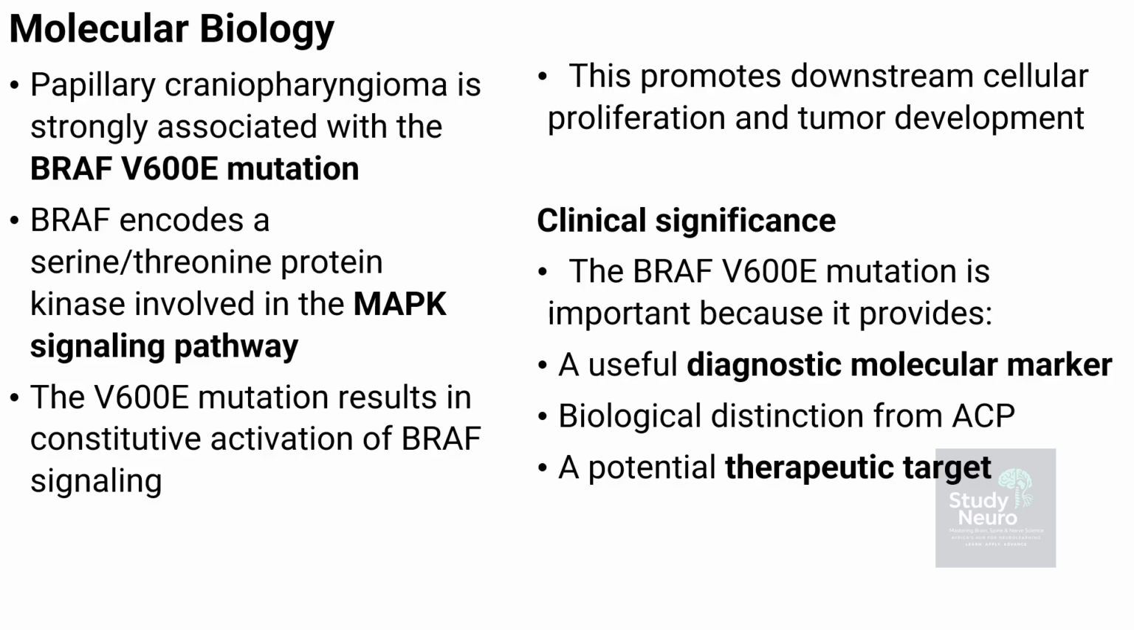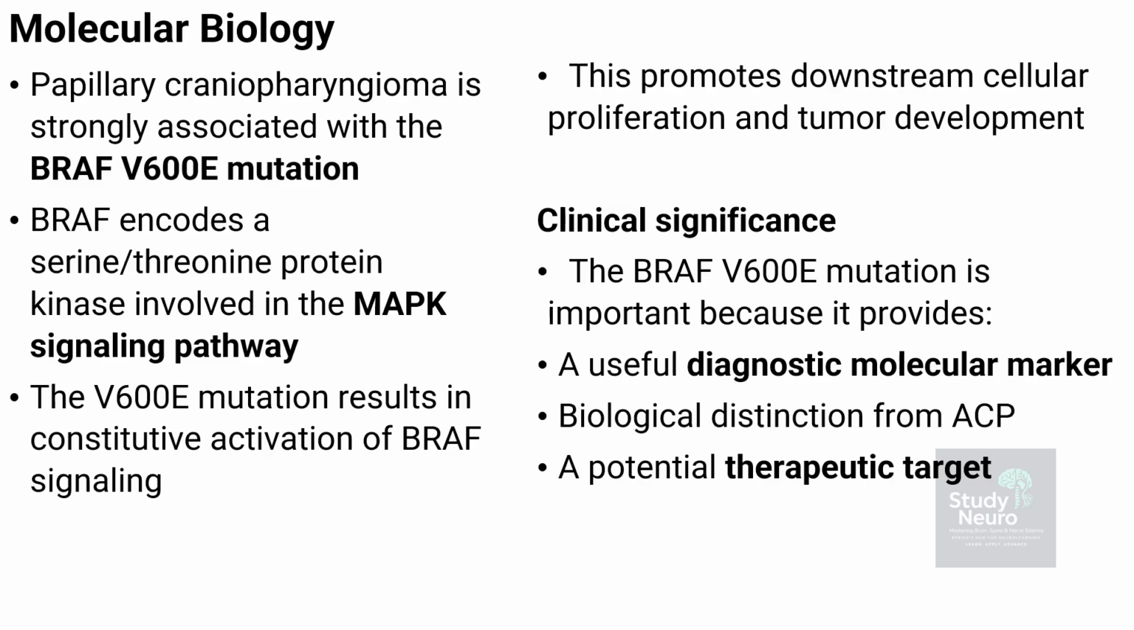The molecular hallmark of papillary craniopharyngioma is the BRAF proto-oncogene valine 600 to glutamic acid mutation (V600E). The V600E mutation causes persistent activation of the BRAF signaling, even without the normal signals that would control it. This abnormal activity promotes cellular proliferation and contributes to tumor development. The effect is important.